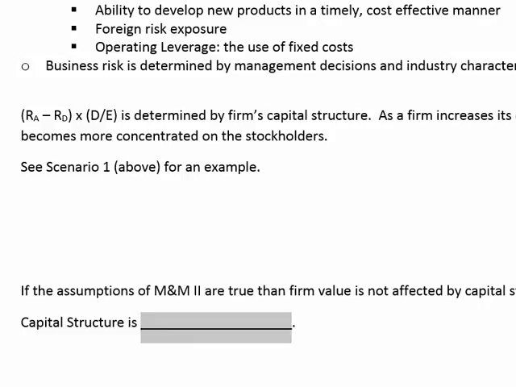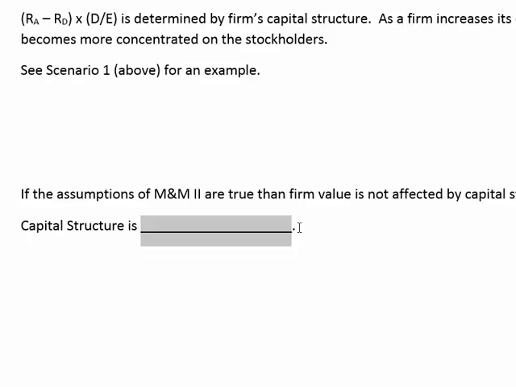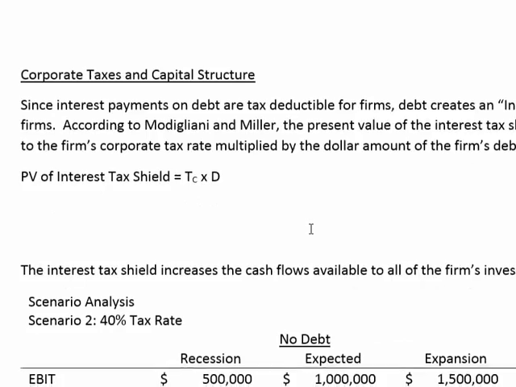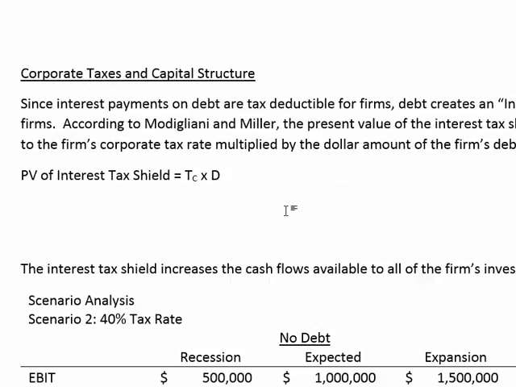If the assumptions of Modigliani and Miller's Proposition 2 are true, then the firm is not affected by capital structure. What they say is that firm value is not affected by capital structure. Capital structure is irrelevant. It doesn't matter in its effect on the value of the firm itself. It's not this way in your textbook, but it's commonly referred to as the irrelevancy theory.